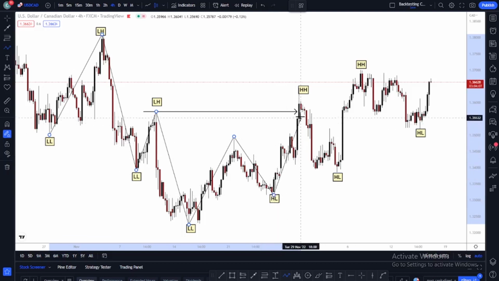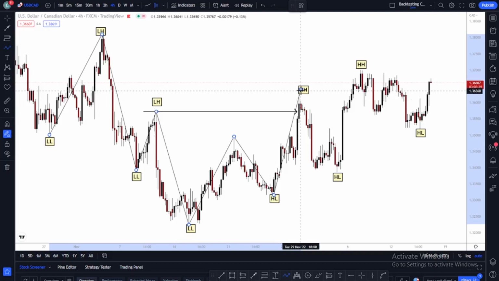So after price created this higher low, what did price continue to do? It continued back up to create a new higher high, and this time around it didn't just create a higher high, it closed above our previous lower high. So at this point we can say price has changed structure, or price has broken structure. At this point we consider this a break of structure.